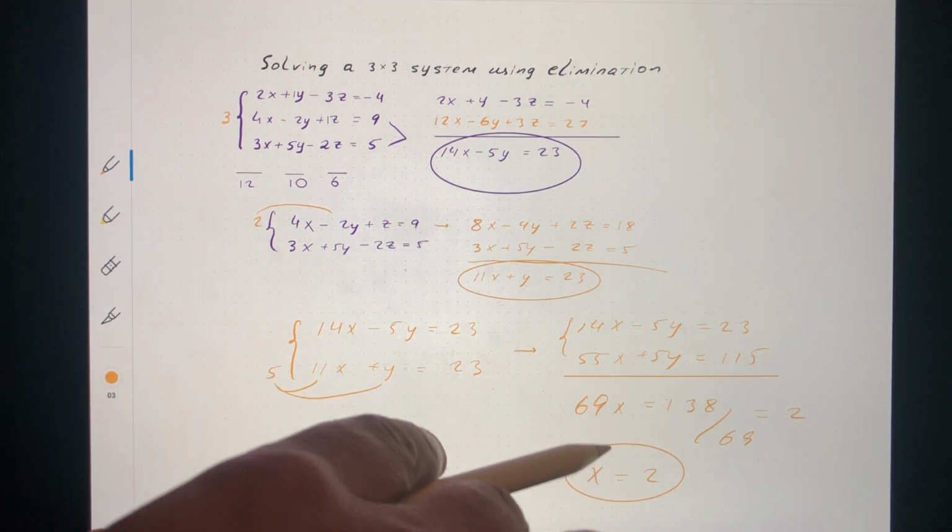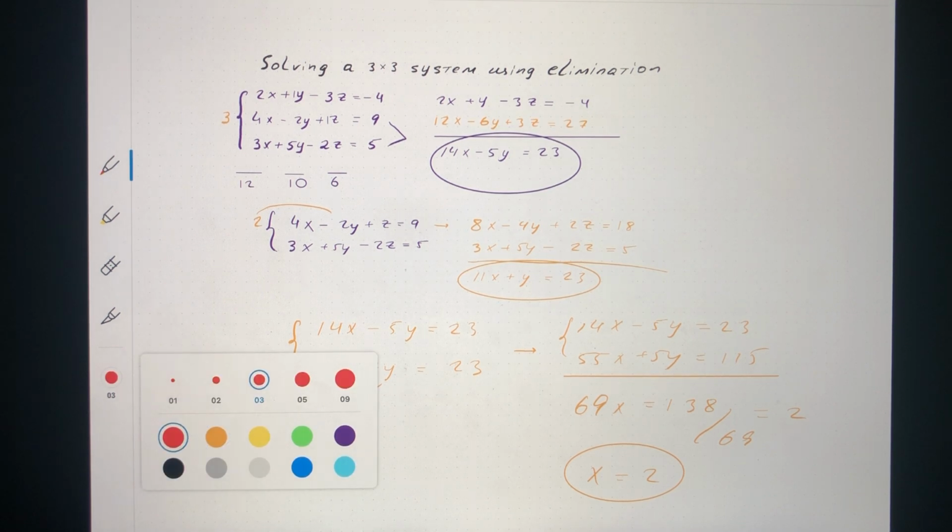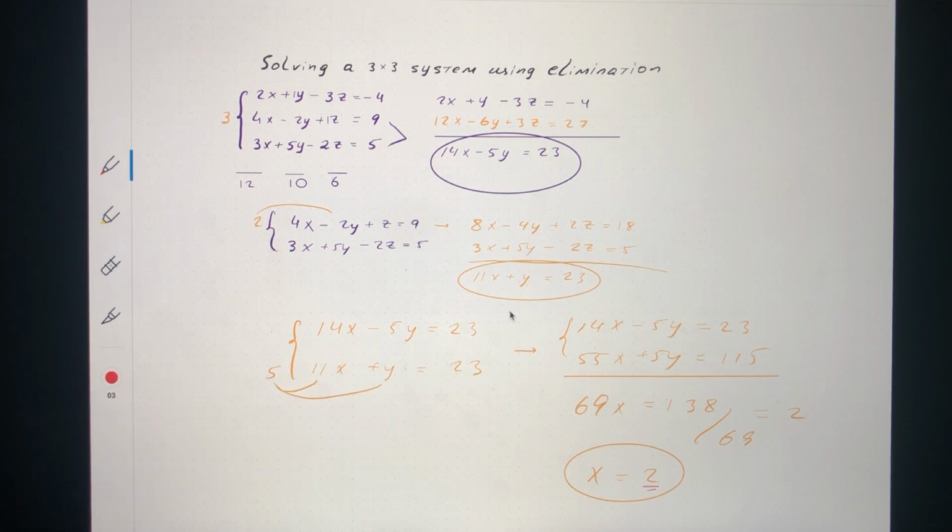So plugging in 2 for the x, we have 11 times 2 plus y is 23. 11 times 2, that's 22. 22 plus y is 23. Minusing 22 from both sides, y is 1. So now we have the x, we have the y, all we need is z.